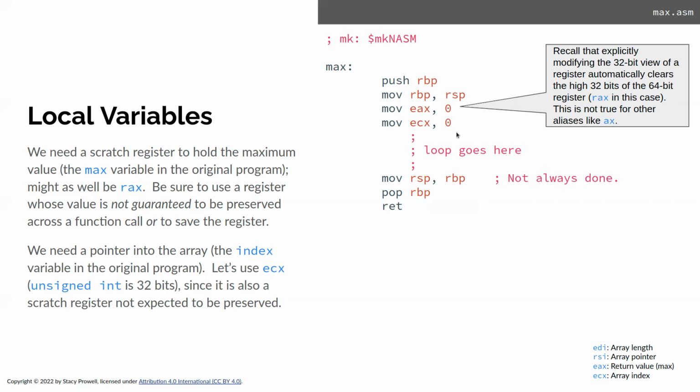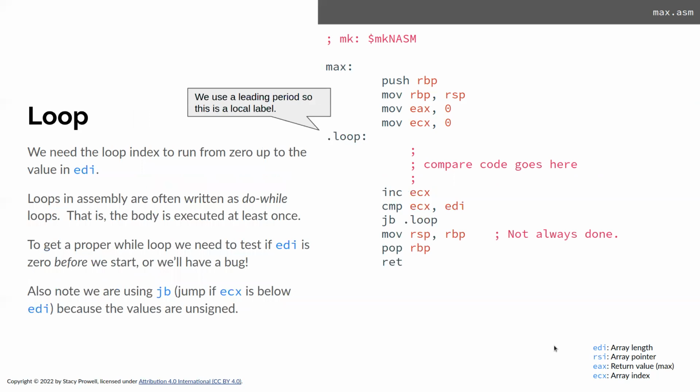All right, so I've initialized my 2 local variables. I know where to find my arguments. I know where my return value goes. I'm ready to go. So I need a loop index in ECX. I need that to run from 0 up to the end of the array. And so I'll need to indicate the top of the loop.